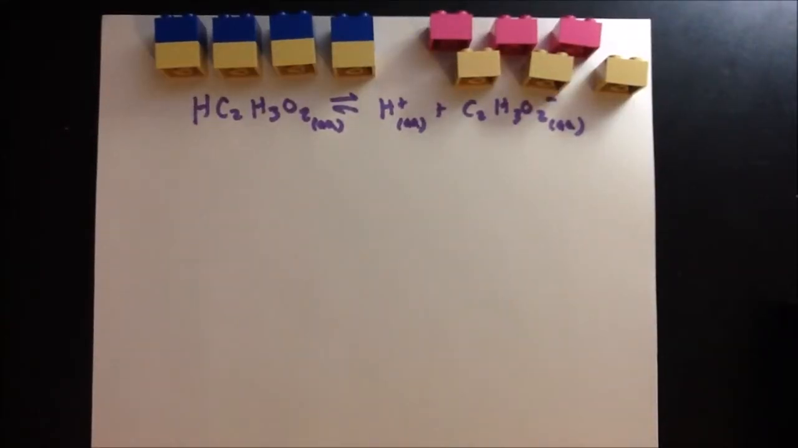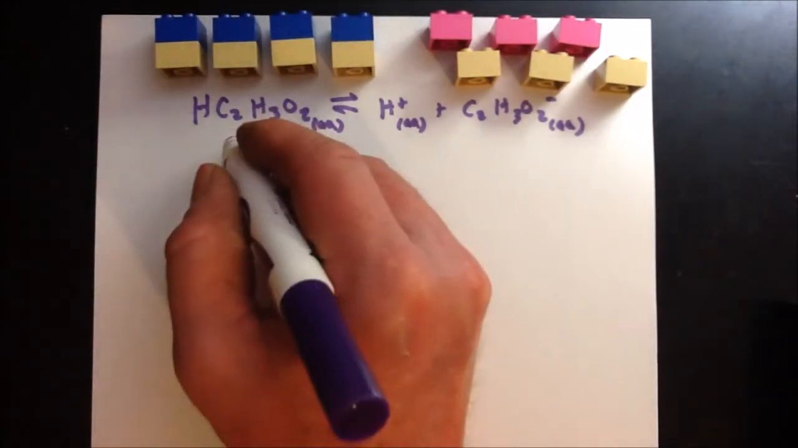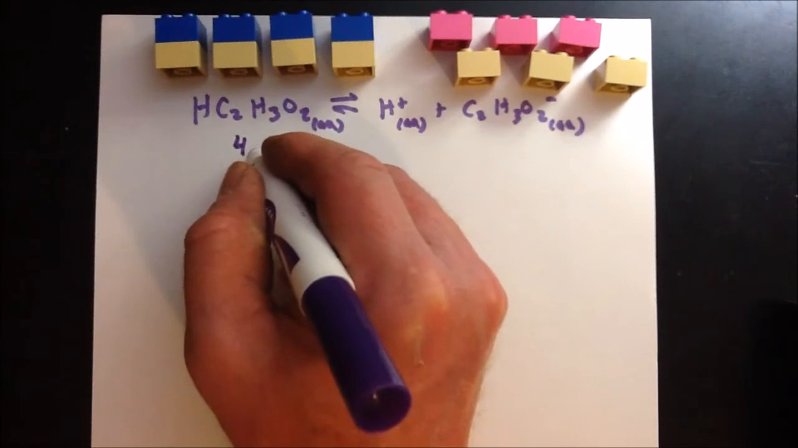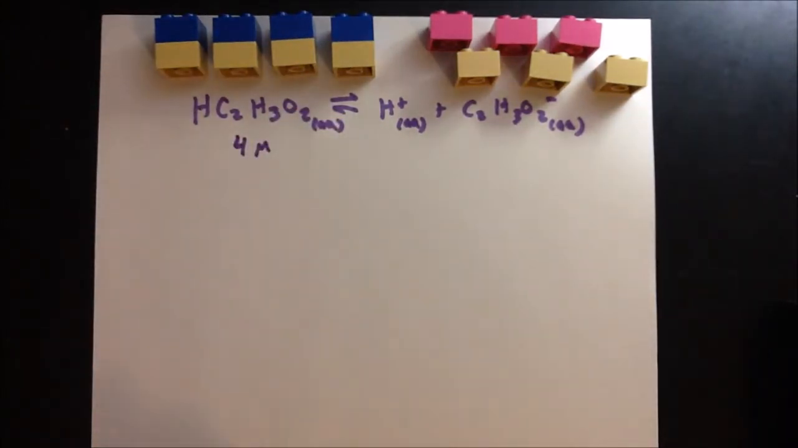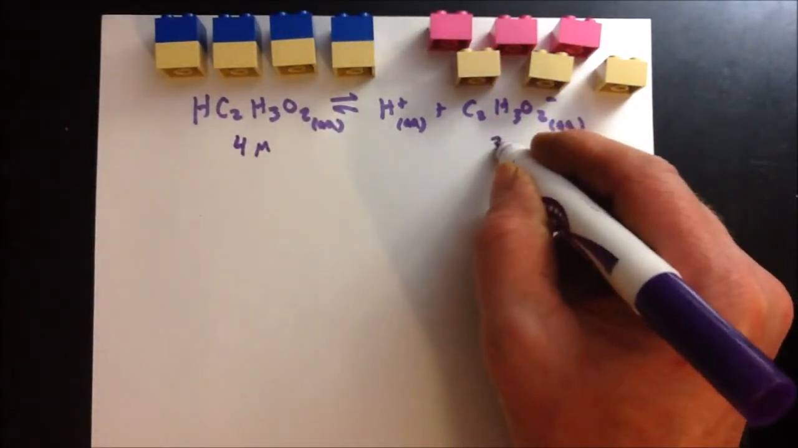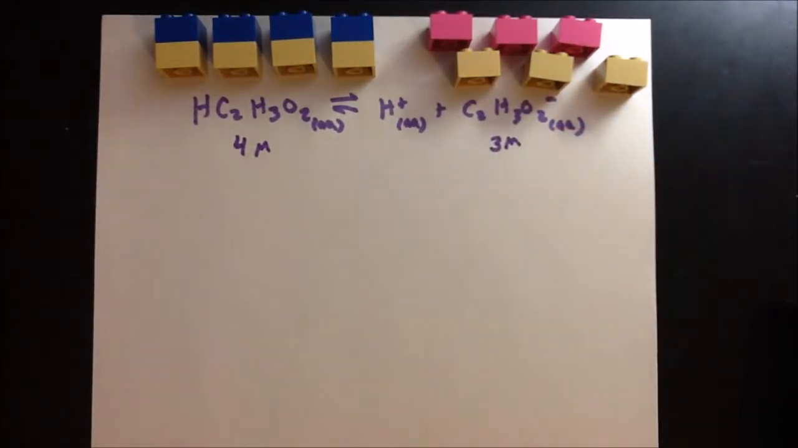So the first calculation that I'm going to do here is just with the mixture before we've added any H+ by way of hydrochloric acid or any sodium hydroxide. This is just my buffer solution. This buffer solution is 4 molar in acetic acid, and it's 3 molar in terms of the acetate ion.